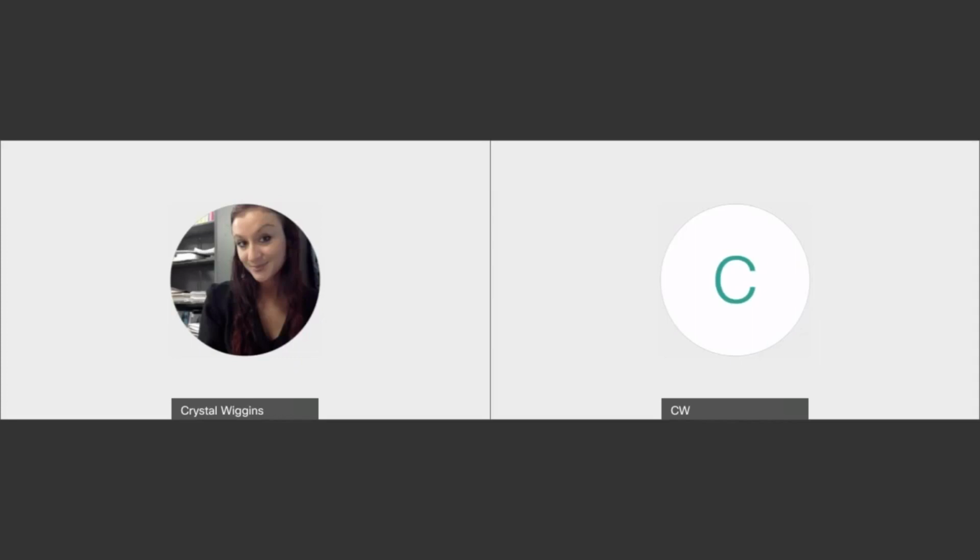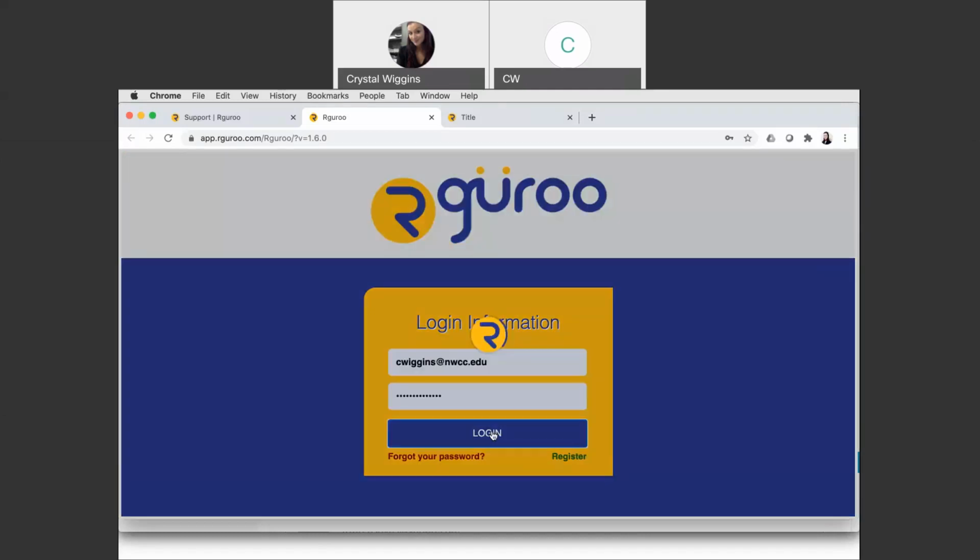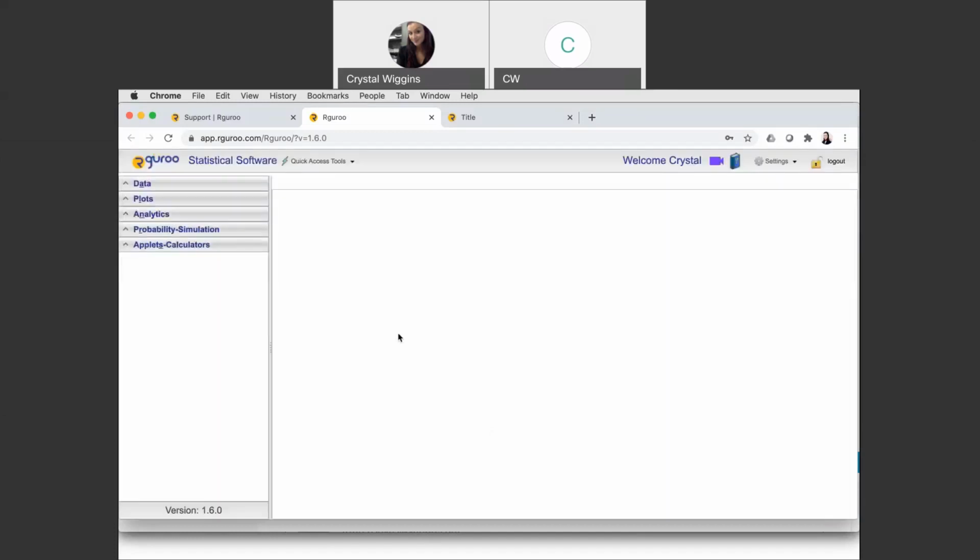So let me show you how to do that. Now, this is no different. I've actually showed you this before, but it doesn't hurt to see it more than once. Hold on, I just got to find the right screen. Here we go. All right, so I'm going to log into my Rguroo account. Now I've already uploaded a data set. I'm going to use the data set I already have in here.